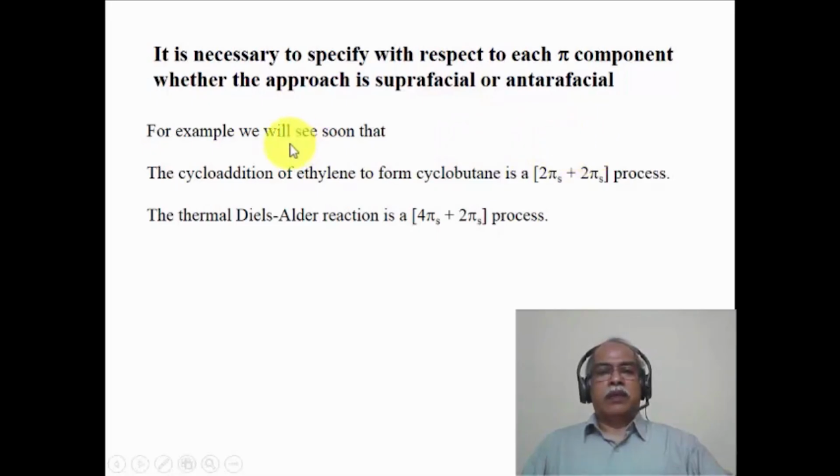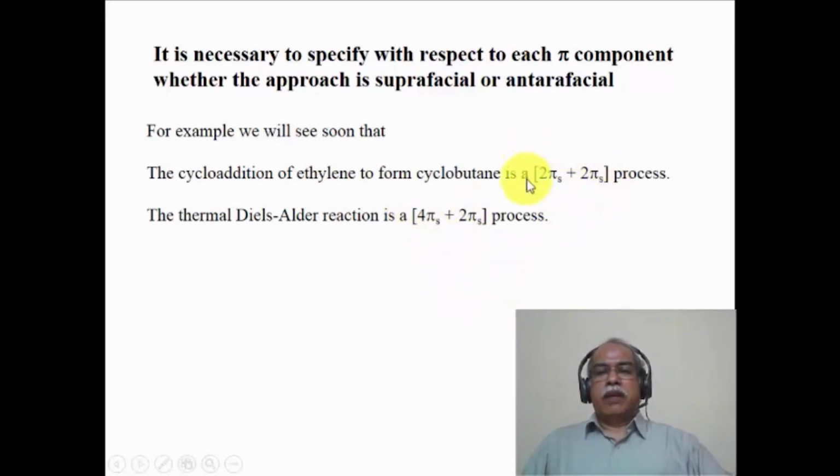For example, we will see very soon that the cycloaddition of ethylene to form cyclobutene is a 2 pi suprafacial plus 2 pi suprafacial process. In other words, both the olefins are adding to each other in a suprafacial manner. A thermal Diels-Alder reaction is a 4 pi suprafacial and 2 pi suprafacial process. In other words, the diene and the dienophile approach face to face with respect to each other, and in each of the components the addition is suprafacial.